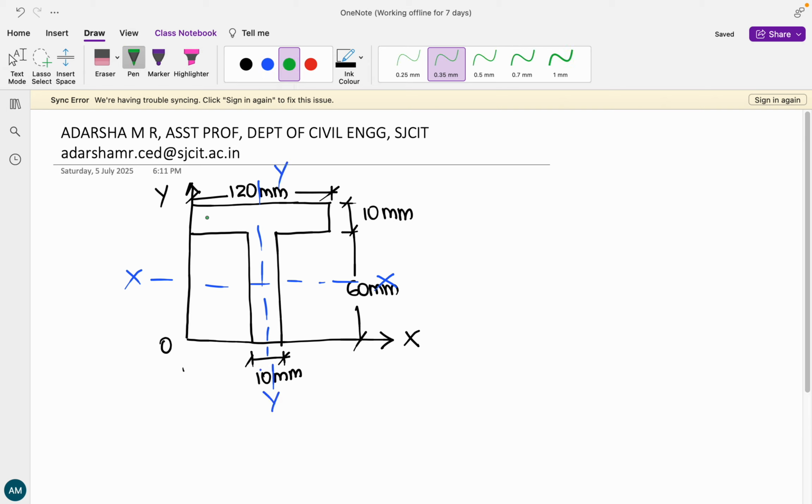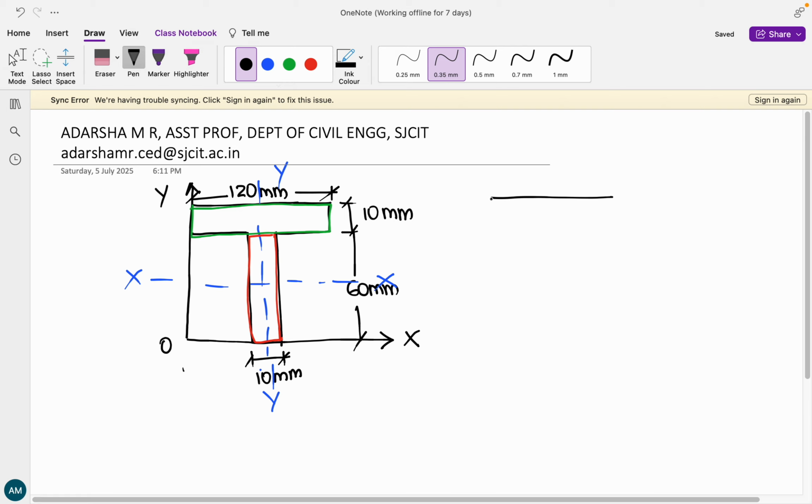Now we can break this particular T section into two pieces, that is first a rectangle over here and second this rectangle over here. I'll just write them out. The first one: breadth is 120, depth is 10, plus the second one: breadth is 10 and depth is 60. Let us call this component 1 and this component 2.